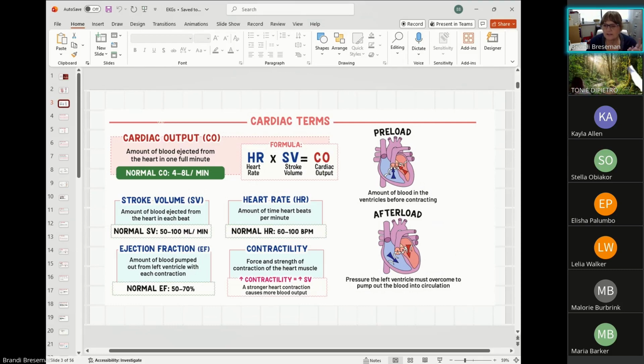Preload is the amount of blood in the ventricles during diastole, or at the most relaxed state, right before contraction. Afterload is the pressure that the left ventricle has to overcome to pump out the blood into the circulation.